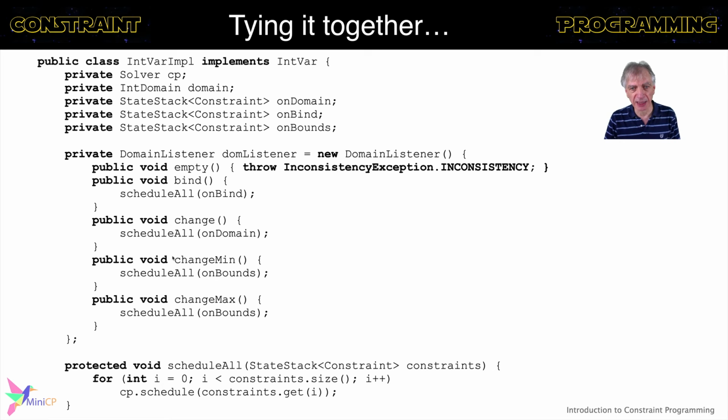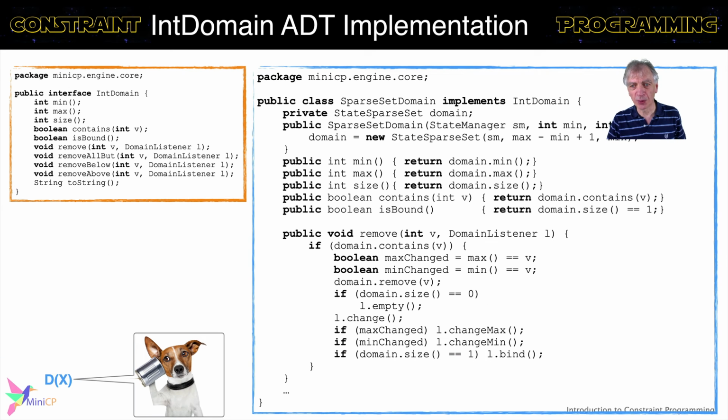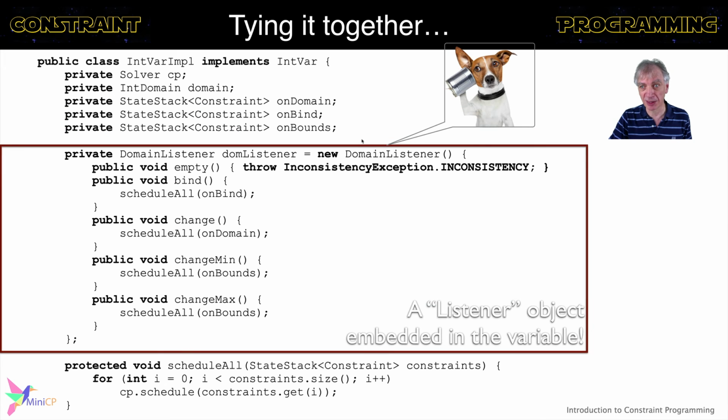So when the min is changing, what the listener is going to do is wake up all the constraints which are on the on-bounds stack. And once again, it's going to tell the solver, hey, propagate this constraint. So you see what is really nice here. Let's go and see this. We remove the value there. We call the domain of the variable to remove that value using the listener that I've shown you.